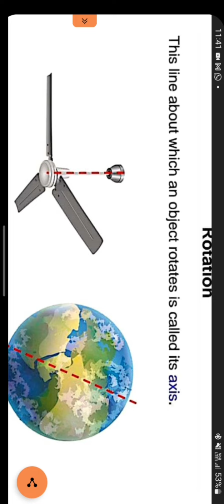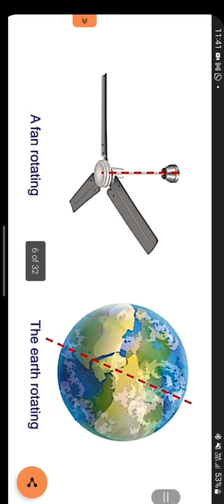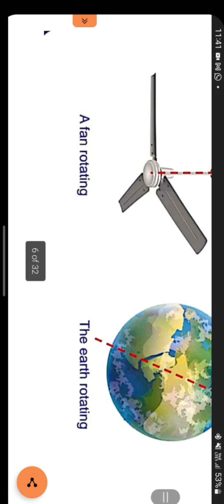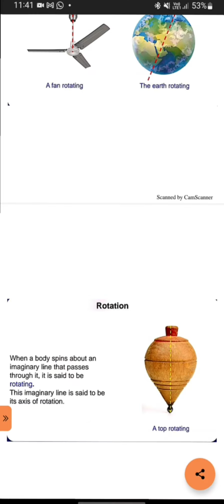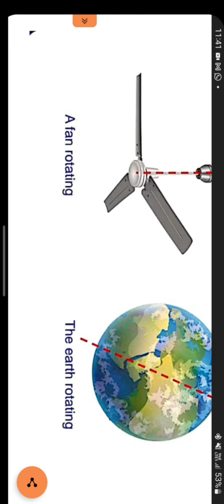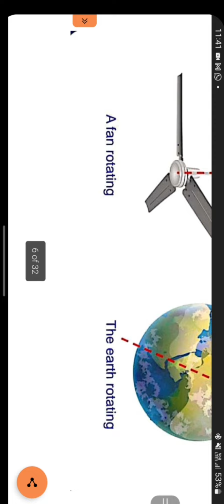Otherwise you can draw the imaginary line about which the object will be rotating, that is also known as the axis. Okay, a fan rotating and the earth rotating, both are doing the same activity.